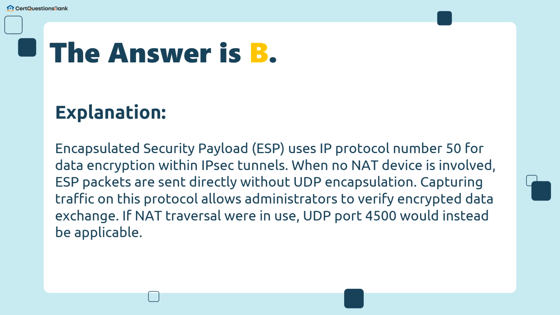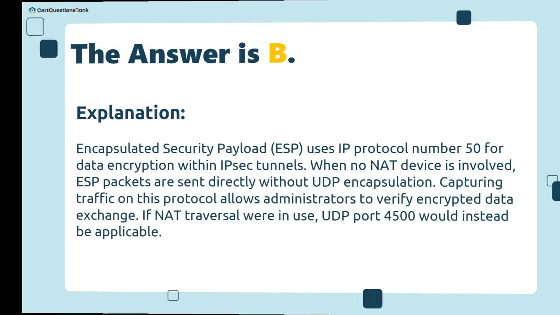Encapsulating Security Payload (ESP) uses IP protocol number 50 for data encryption within IPsec tunnels. When no NAT device is involved, ESP packets are sent directly without UDP encapsulation. Capturing traffic on this protocol allows administrators to verify encrypted data exchange. If NAT traversal were in use, UDP port 4500 would instead be applicable.